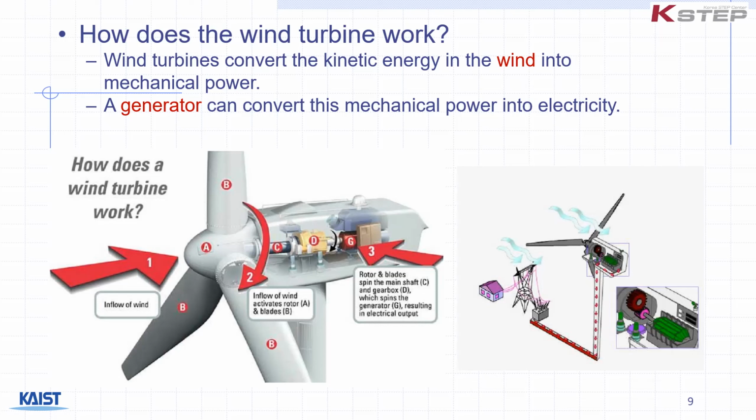After electricity is generated by the generator, the electricity can be collected through the cable up to the relay tower. And the relay tower sends the electricity to homes, such as my home in the city. Right? That is the way the wind turbine works.